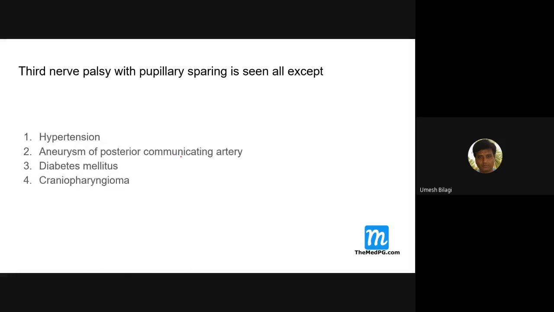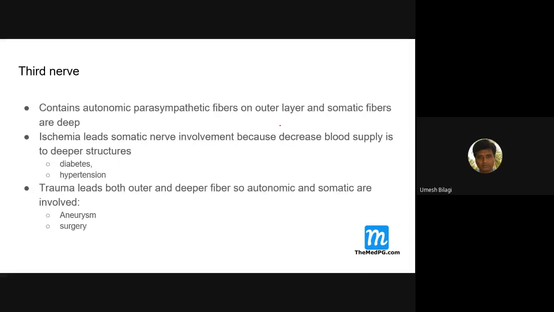Third nerve palsy with the pupillary sparing is seen in all except. I discussed this slide in the last class because many people had left. I have put it once more. Third nerve palsy with pupillary sparing. Before jumping into that pupillary sparing, we'll study the third nerve.